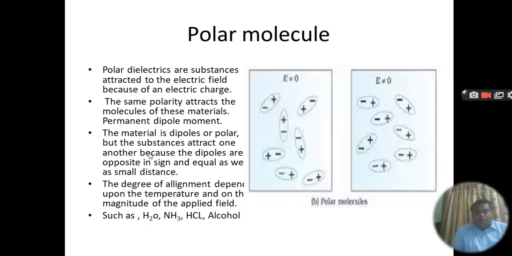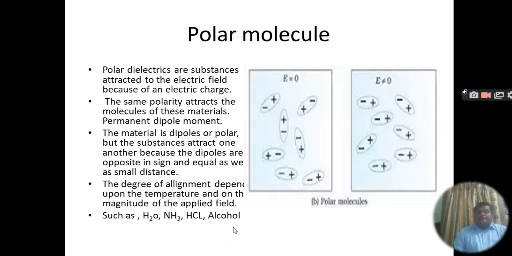The material is dipole or polar, and the substances attract one another because the dipoles are opposite in sign and equal, separated by a small distance. Here we have the question: the degree of alignment depends on what? Alignment depends on temperature and also the magnitude of the field. Temperature increases, alignment decreases. Temperature decreases, alignment increases. Field increases, alignment increases.